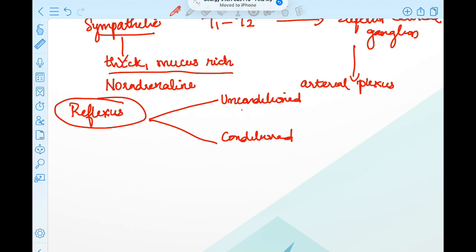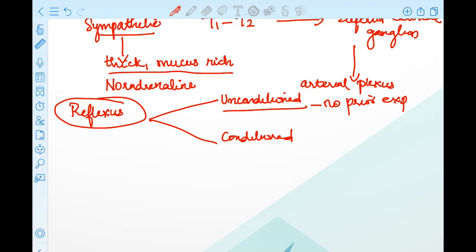From the word unconditioned, it means that it is not conditioned prior. So it is an inborn reflex which is present since birth and has no prior experience. That is the important term here. There is no prior experience in case of unconditioned reflex. So it is triggered by any substance that is placed in the mouth.